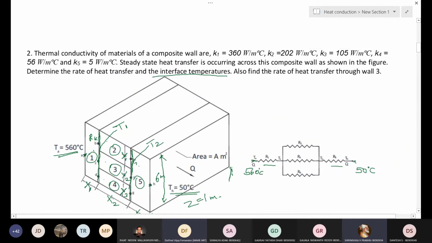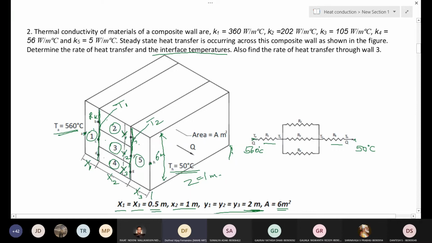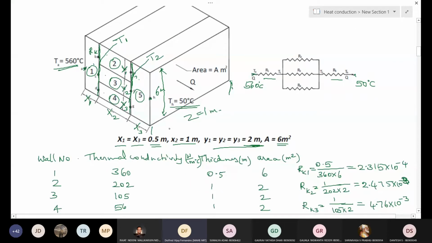So the last part is, what is the rate of heat transfer through wall 3? Because you have the list of thermal conductivities with respect to each wall, can you tell me, out of 27.8 kilowatts of heat transfer rate that is going through this wall, which one allows more heat transfer? 2, 3, or 4?